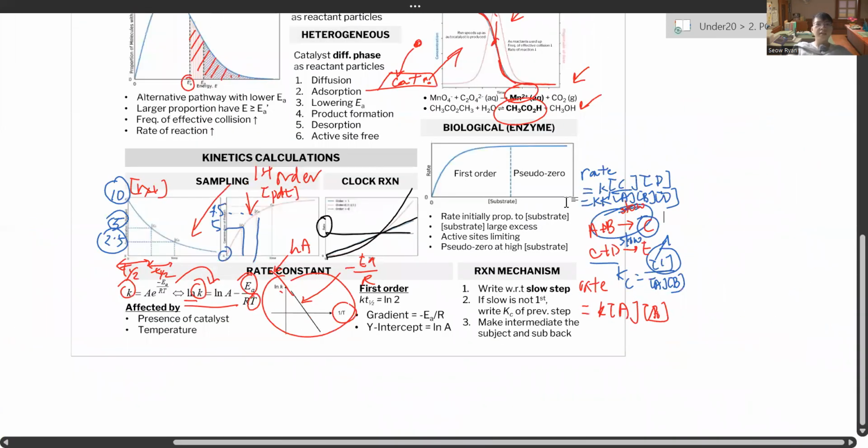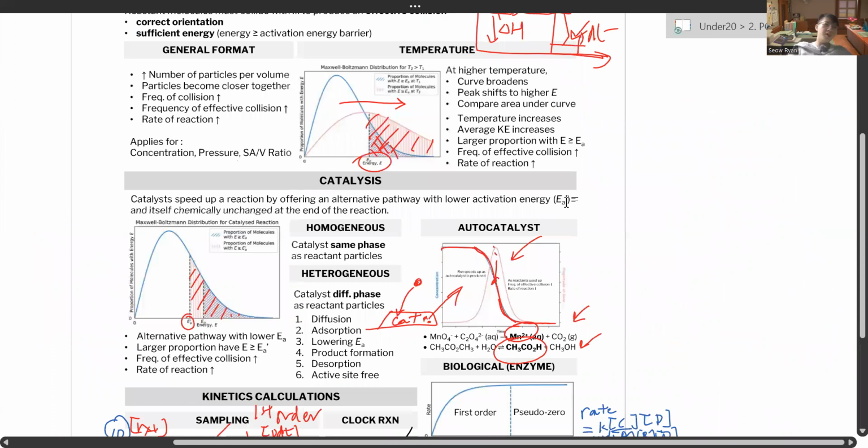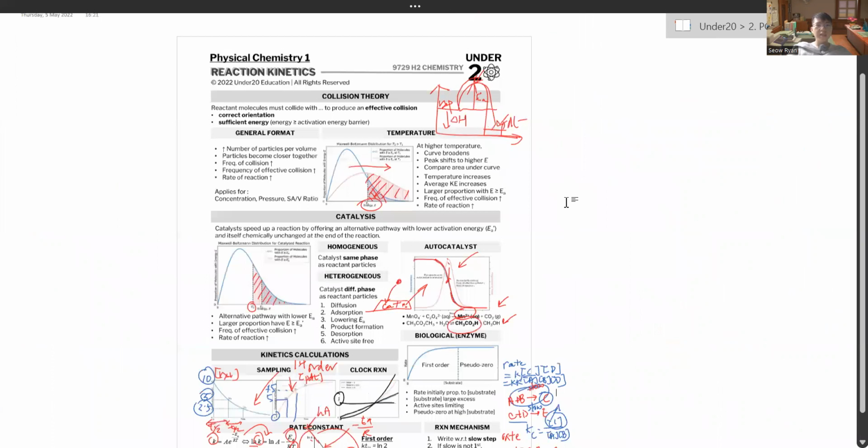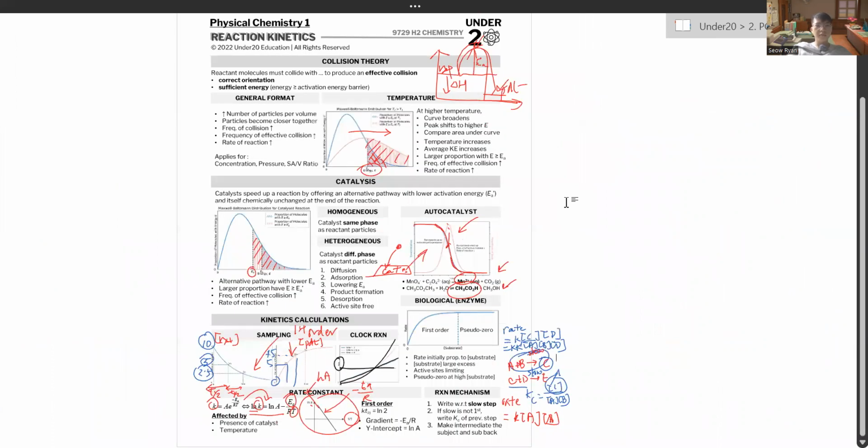Of course, for kinetics, what you need to do is also practice, because this is physical chemistry. This is actually the third and last video in the set of physical chemistry. The order in which you learn these three topics might be different in your school, so watch them in the order that you learn it.